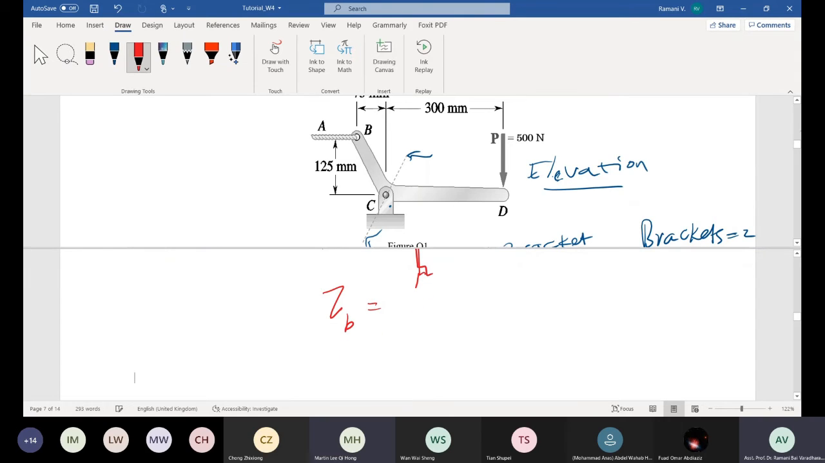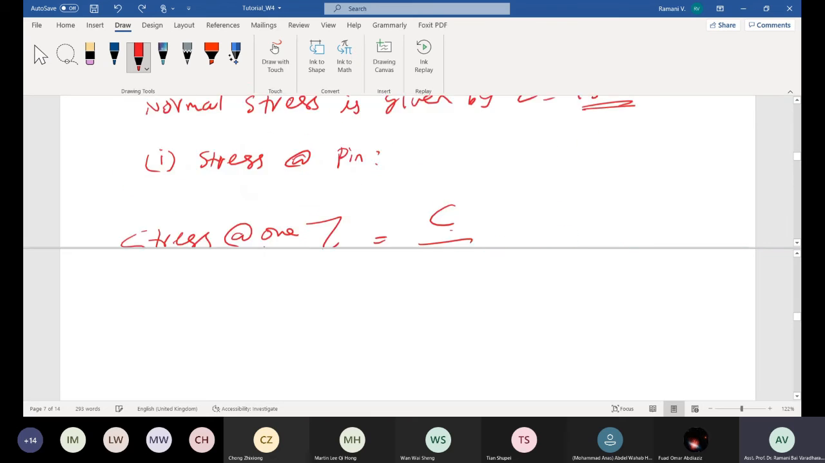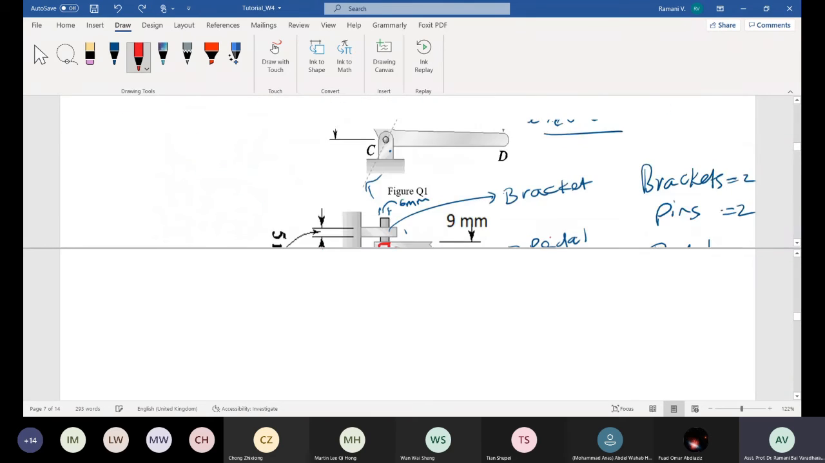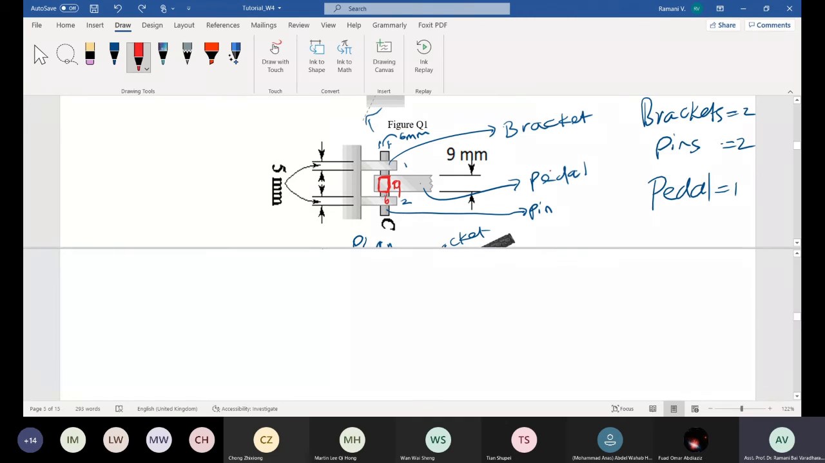Do we need to multiply it with pi, or just d times t? Just d times t, because it's rectangular and the pedal is not a circular one. See here in the diagram, it is given as the width, and it has to run through the diameter of 6 only. This is the plan view. Just project it upward, and you can see it's a rectangular portion.